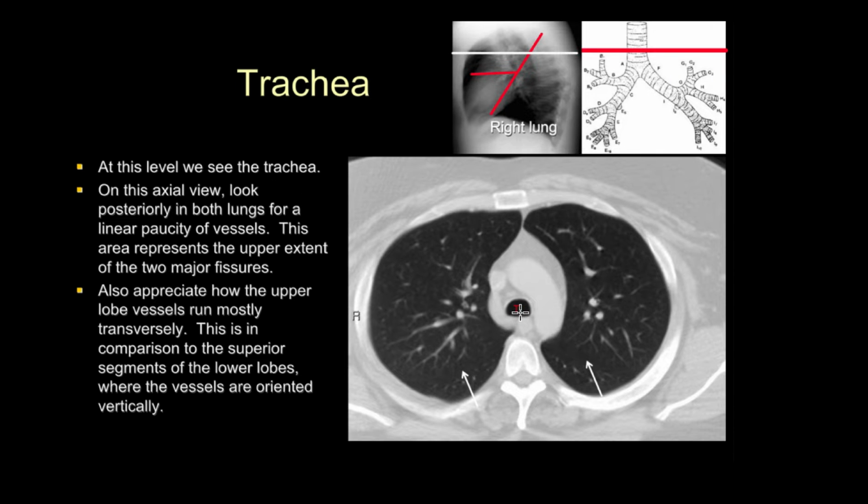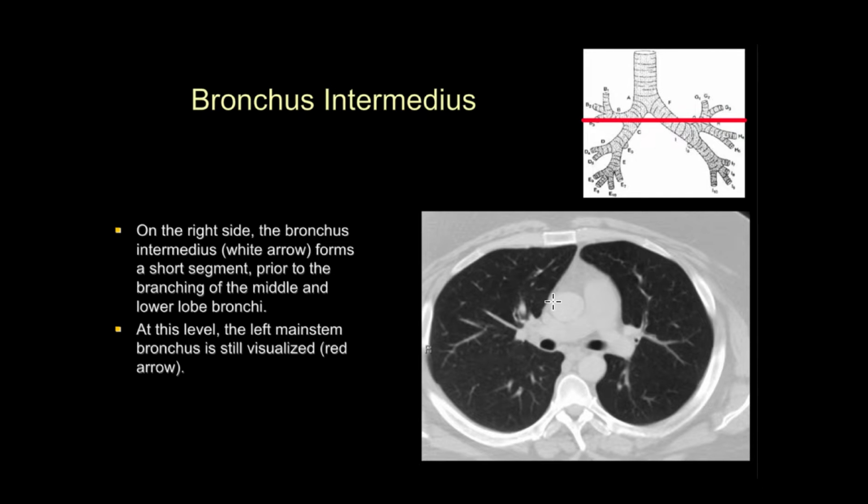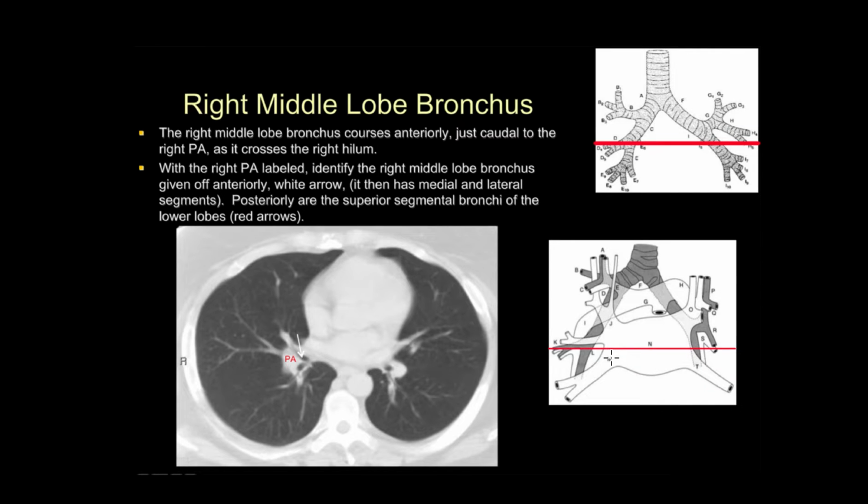Here we can see the trachea, and inferior to that is going to be your carina. And on the right side, your bronchus intermedius is going to form a short segment. And then you can see your left upper lobe bronchus here. The left main stem bronchus branches into its upper area over here, and this is more anterior, signified by the red arrow. And then your lower lobe bronchus, which is your white arrow, is a little more posterior. And the right middle lobe bronchus courses anteriorly and is just going to be caudal to the right pulmonary arteries across the right hilum.